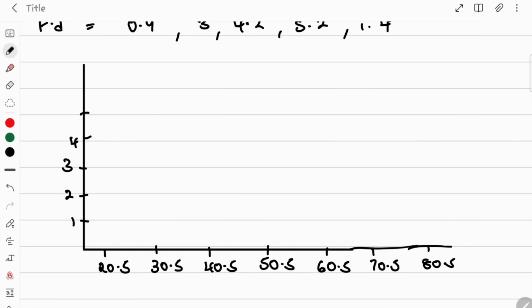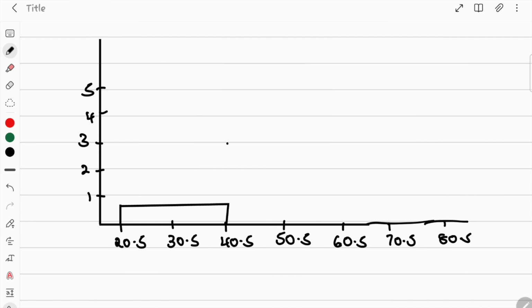To draw the histogram, you need on the y-axis the class width, and the x-axis in this case the height. And then you simply have to just draw it out, and that is how you draw the histogram.